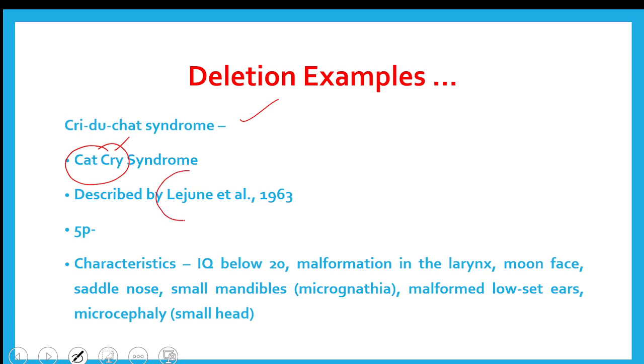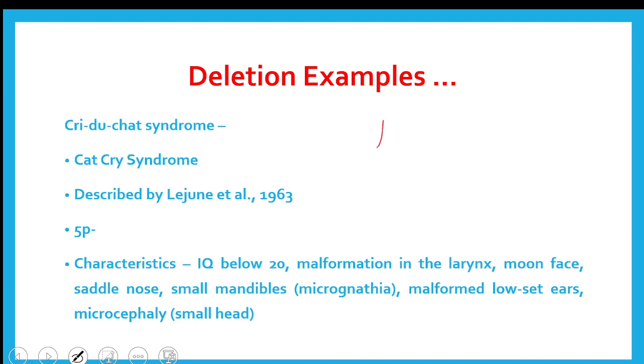It was described for the first time by Lejeune and other scientists, et al., meaning and his colleagues. If there are only two scientists, Beadle and Tatum, Watson and Crick, we can name them both. If there are more than two or three, then we use the words et al. Lejeune et al. means Lejeune and three or four other scientist colleagues. They described it in 1963.